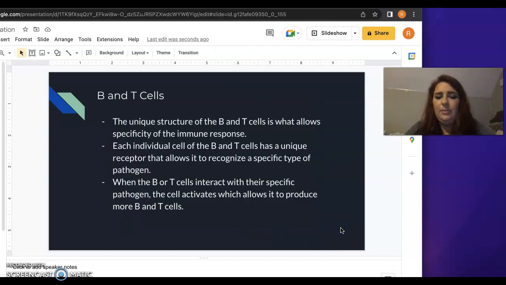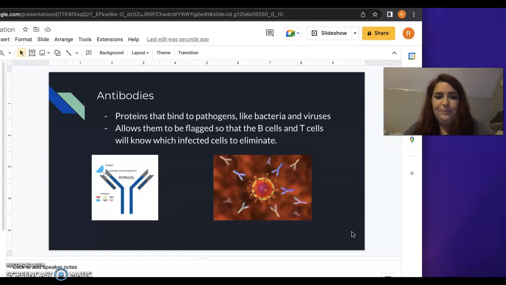There's a unique structure of the B and T cells, which allows it to have specificity of the immune response. So each B and T cell will have a specific detector that recognizes a specific type of pathogen. So it'll only attach to the ones that it is specific for. And then when the B or T cells interact with their specific pathogen, this activates the cell, which allows them to produce more B and T cells that will travel throughout the body and detect more pathogens in order to kill those and eliminate them from the body so that the infection does not spread.